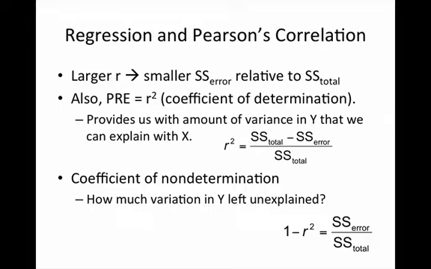The inverse of the coefficient of determination is the coefficient of non-determination, and this tells us essentially how much variation in y is left unexplained. And so if I take 1 and subtract the value of R squared, that's going to give me my coefficient of non-determination, and I can calculate that by dividing sums of squares for error by sums of squares for total.